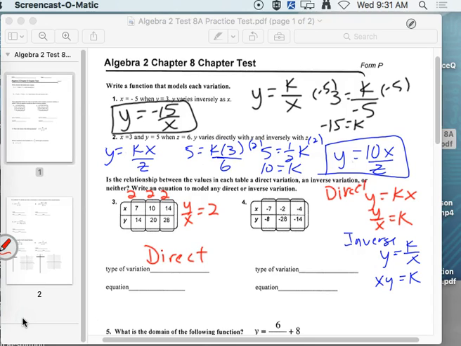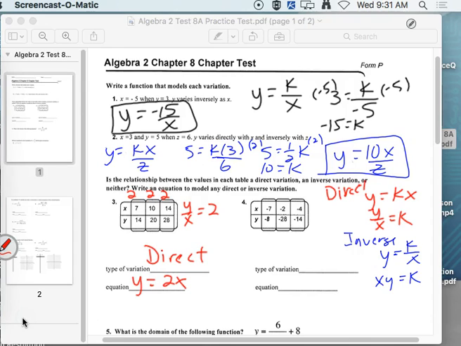You plug a 2 into direct variation. Why is it 2? What's the question? 14 divided by 7 is 2. 20 divided by 10 is 2.